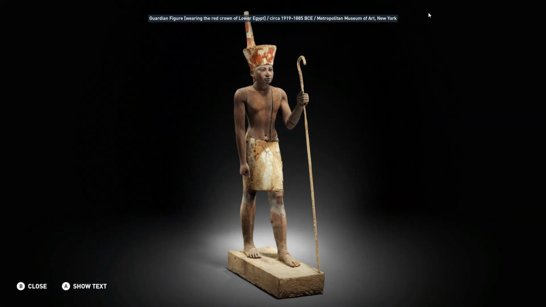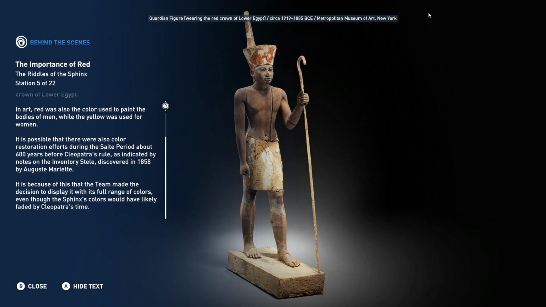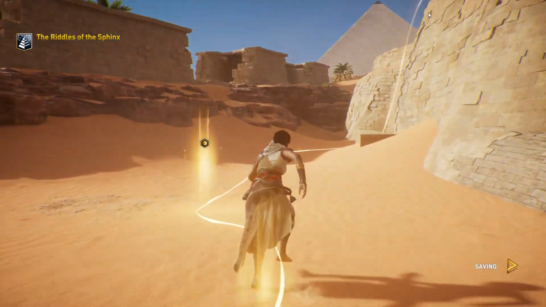Red had a strong symbolism in ancient Egypt. It was both the color of life and the color of death.